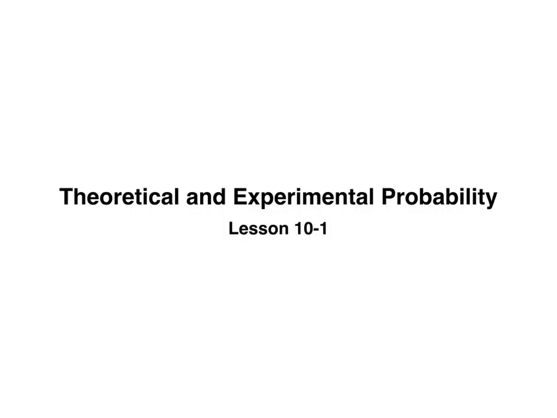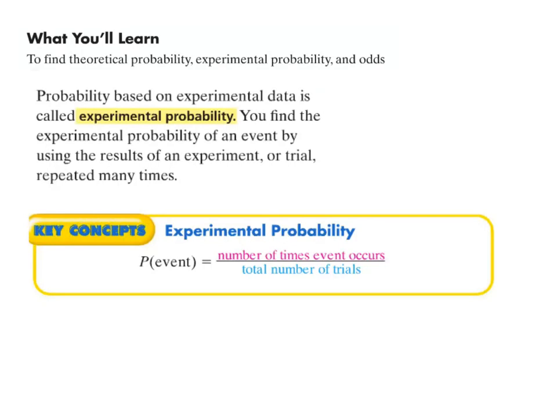In this lesson, you will learn theoretical and experimental probability. Probability based on experimental data is called experimental probability. That is, when you conduct some experiments and you're basing your probability on the experimental data, such a probability is called experimental probability.